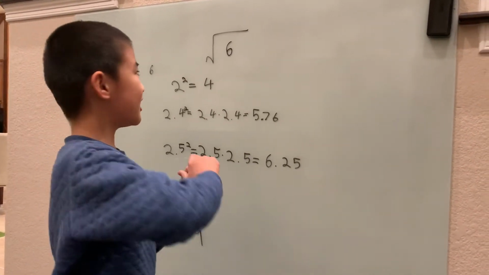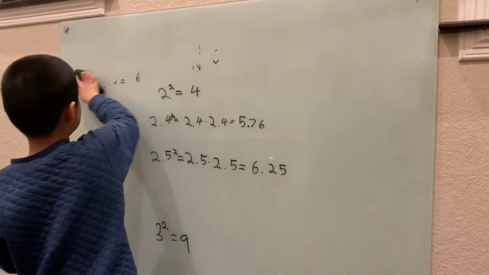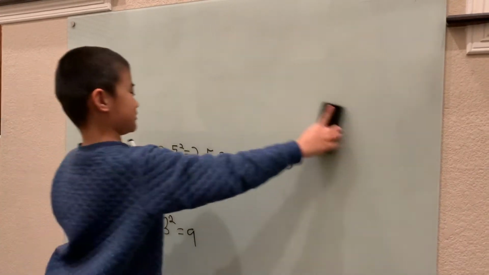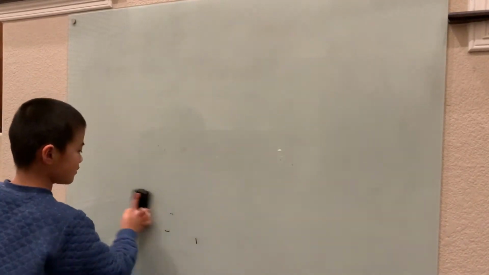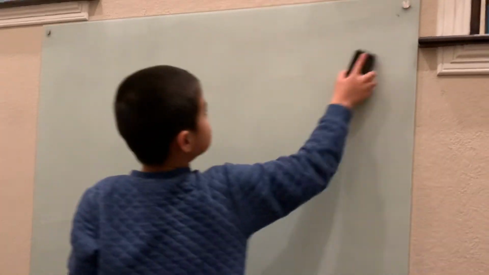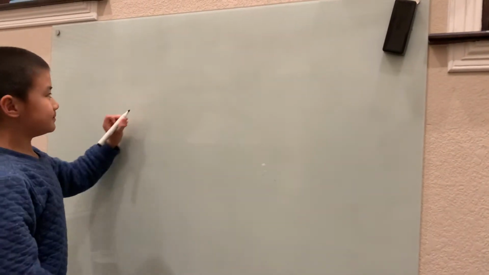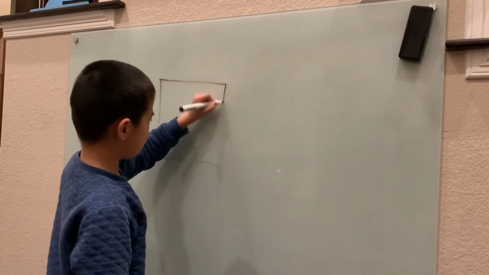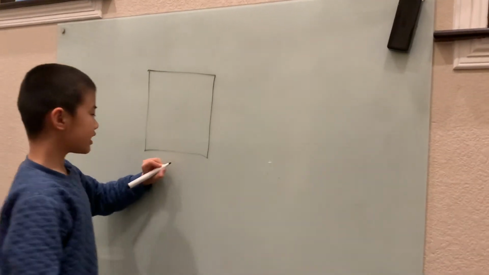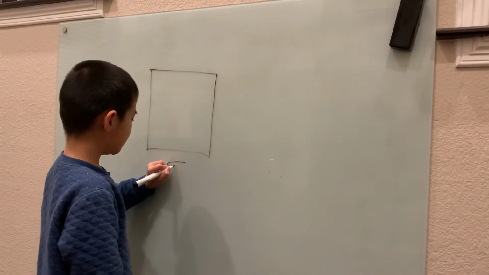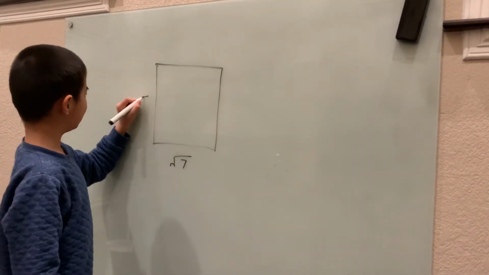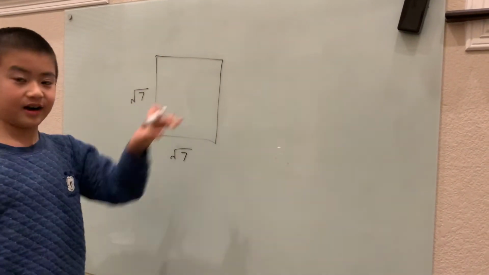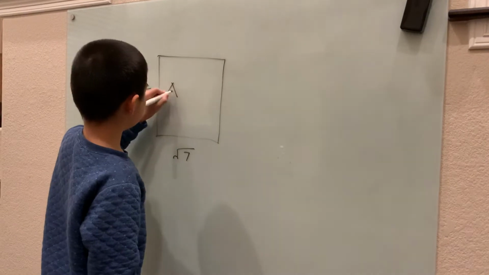So now let's try a couple problems involving non-integer square roots. I'm going to start off with a couple easy area problems. Okay, so now pretend we start off with a square, and the square has sides of square root of 7. And we have to find the area of the square.